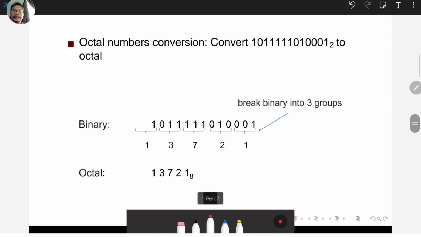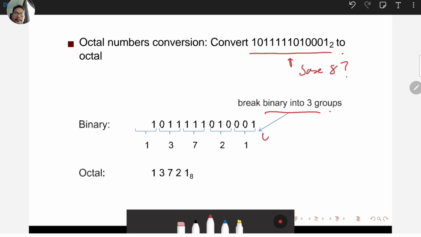Let's see the conversion. Given your binary here, 1, 0, 1, 1, and so on in base 2, how do you represent this in base 8? What you do is break into 3 groups, from the LSB, the least significant bit, to the MSB. If you have extra, you put 0 in the front. So 001 is 1, 010 is 2, 111 is 7, 011 is 3, 001 is 1, and therefore your octal number equivalent is 13721 base 8.